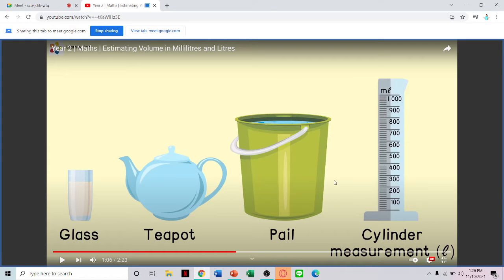How about this pail or this bucket? How many liters do you think? 10 liter. 10? Yes. That's so heavy.